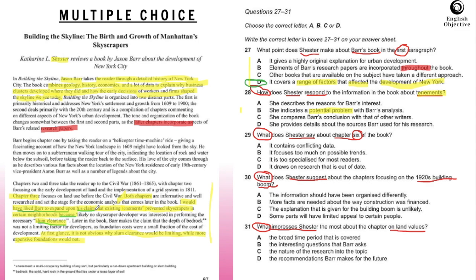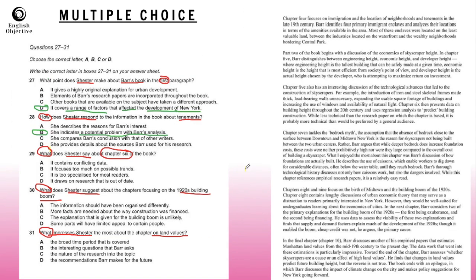No skyscraper developer was interested in performing the necessary slum clearance, and then later on he makes the claim that the depth of bedrock was not a limiting factor for developers. It is not obvious why slum clearance would be limiting, and that's why she would have liked him to expand on that claim. To continue with question 29, what Chester says about chapter 6 of the book.